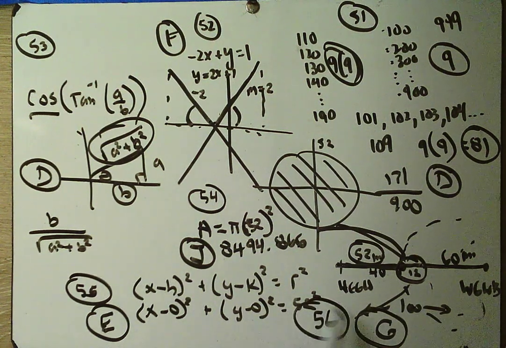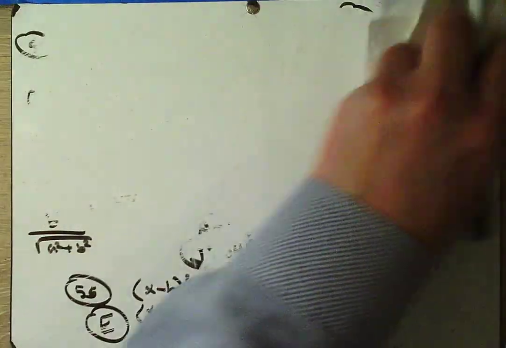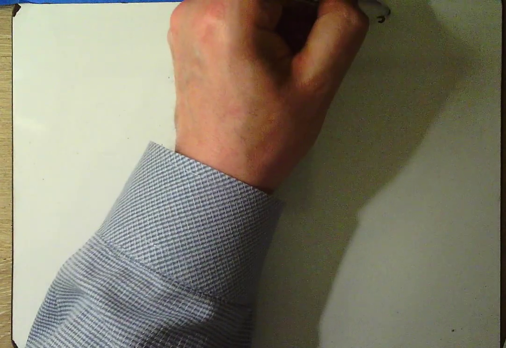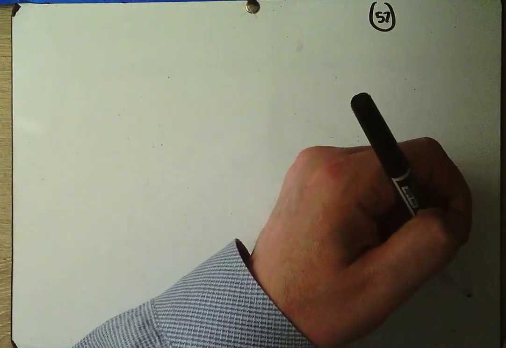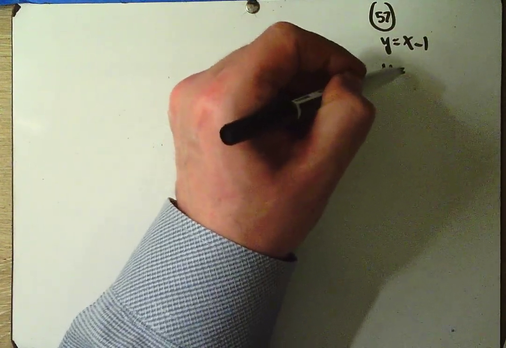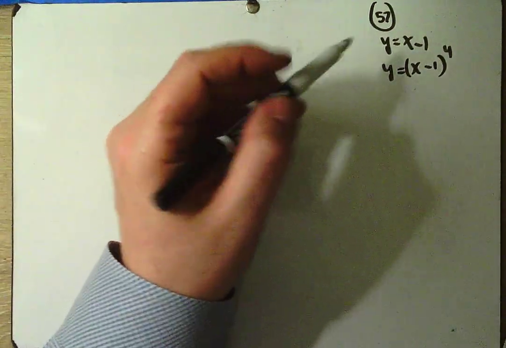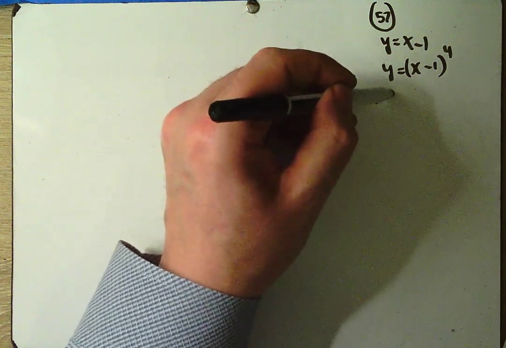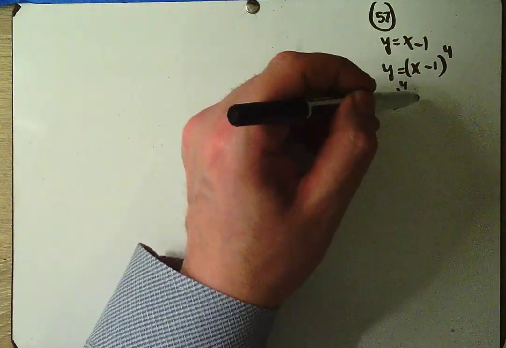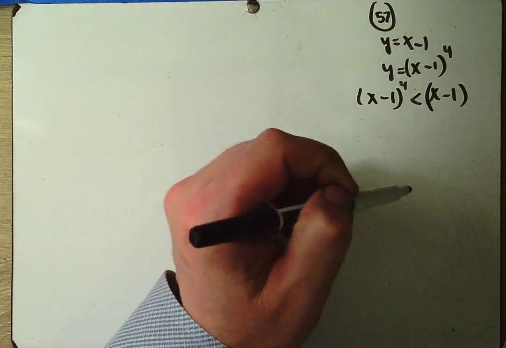56 is choice G. Okay, last 4 problems. Let's see if we can get them all on one board. 57. The graphs y equals x minus 1, y equals (x minus 1) to the 4th. Solve the inequality. So I'm wondering when (x minus 1) to the 4th is smaller than (x minus 1) to the 1st.